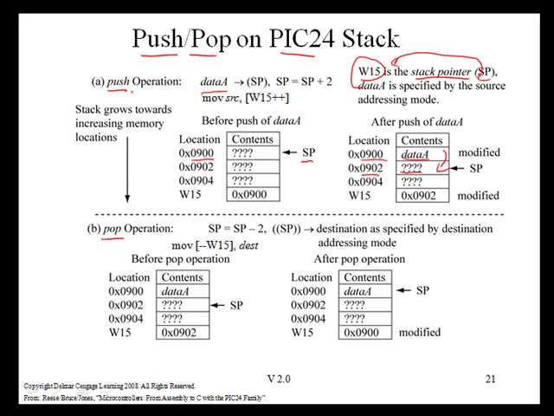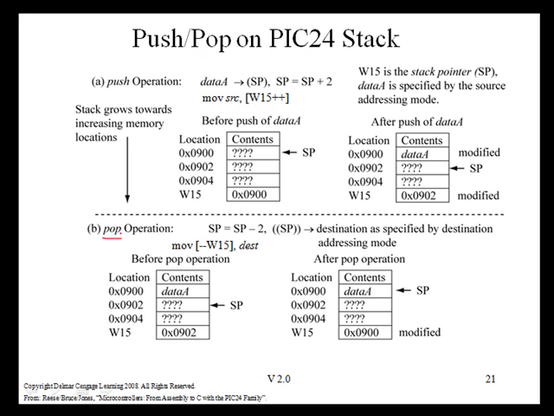Notice that this push operation is simply a move in which we're taking a source operand and we're copying it to a destination operand that uses the addressing mode register indirect with post increment using working register 15.